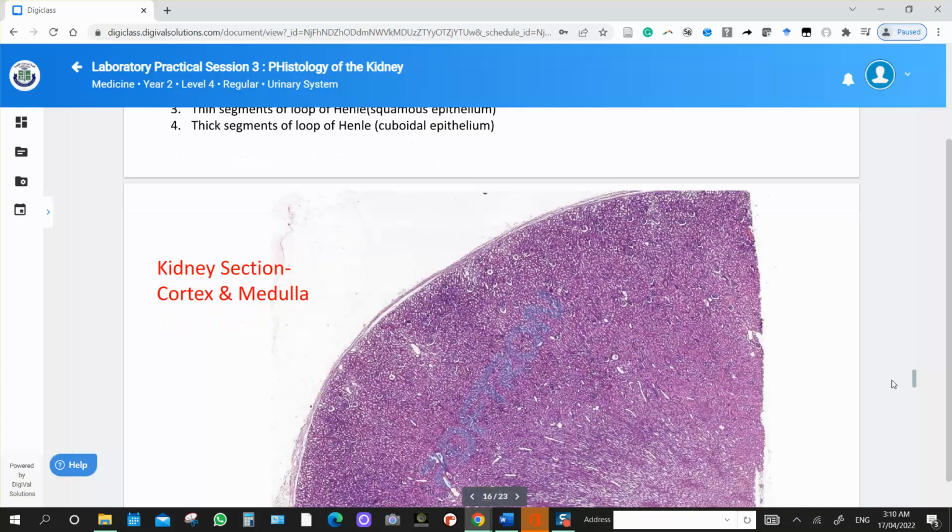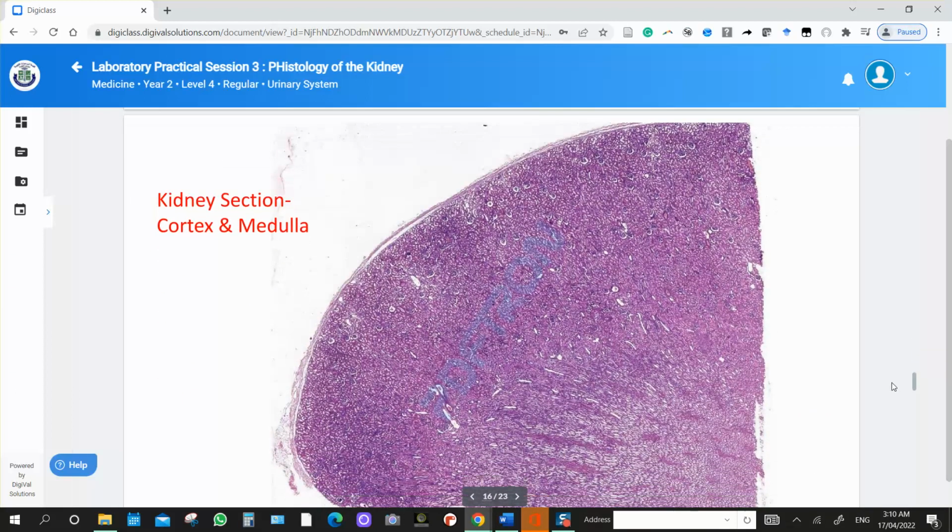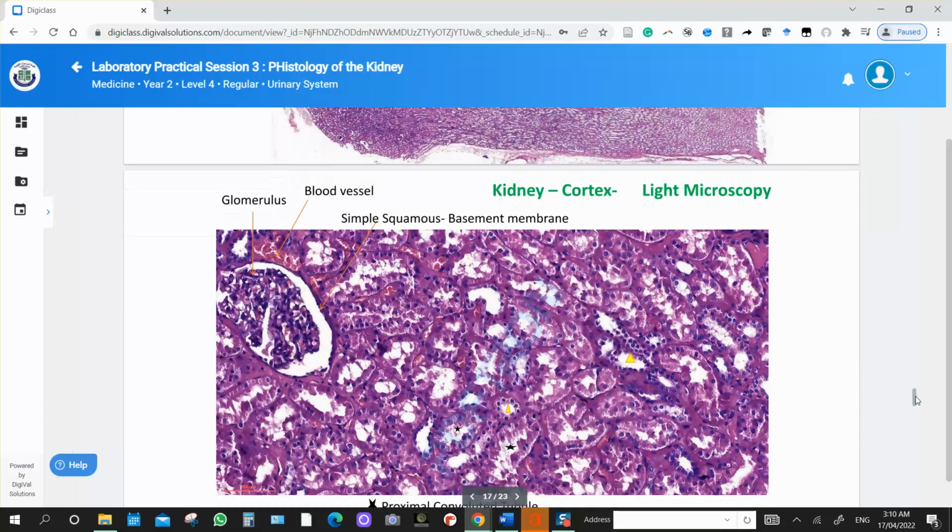Okay, so this is the overview. You can see how the kidney section looks. Here is the cortex. You can see all these are the glomeruli over here, whereas this area is the medulla. Okay, so let's see a higher magnification.